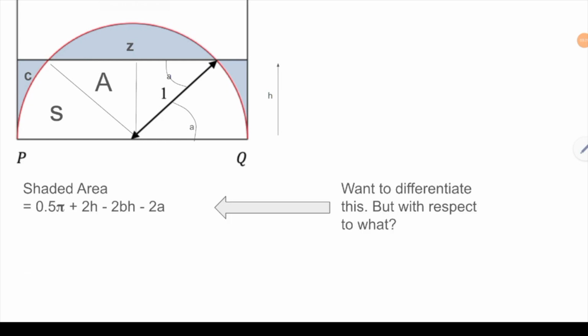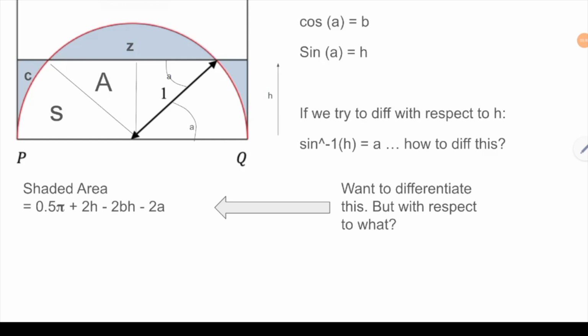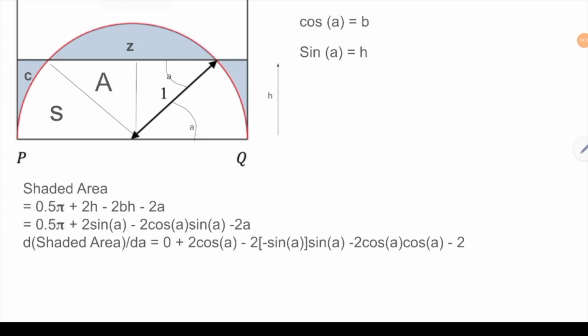We want to differentiate the shaded area, but with respect to what? Despite the question asking us to find the value of h that gives the minimum shaded area, we don't actually want h in our expression to differentiate. If we want everything in terms of h, we'll need to convert the a into h. We'd have to write inverse sine of h equals a and substitute that. The problem is, how are you going to differentiate the inverse sine of h? There probably is a way, but there's a much easier path. Instead, we rewrite everything in terms of a, the angle, and differentiate the shaded area in terms of a.